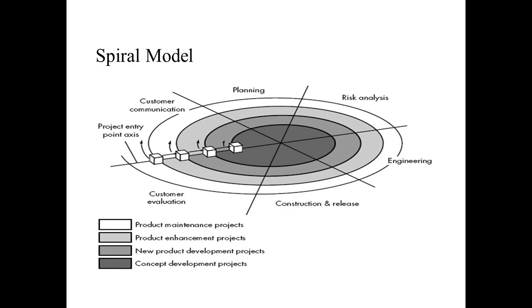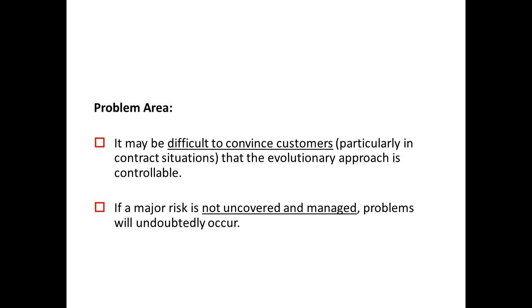However, there are some disadvantages with the spiral model. Assessment of project risk and its resolution is not an easy task. If a major risk is not uncovered and managed, problems will undoubtedly occur. The main difference between the spiral model and other software process models is its explicit recognition of risk.